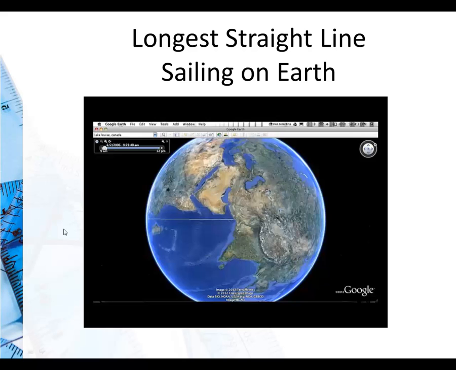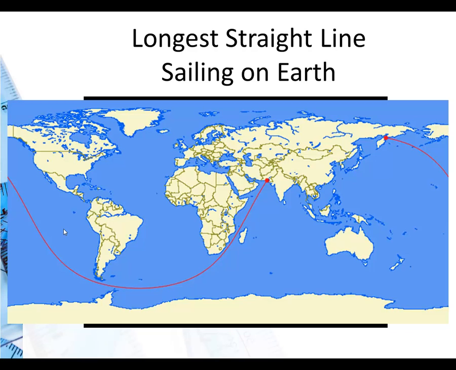But when you flatten this out into a map, what happens to that line? It looks really crazy. Look at that. That does not look like a straight line when you try to take a spherical straight line and put it into a flat planar straight line.